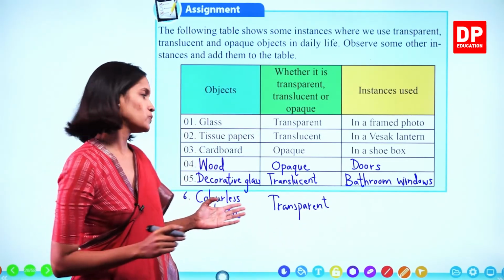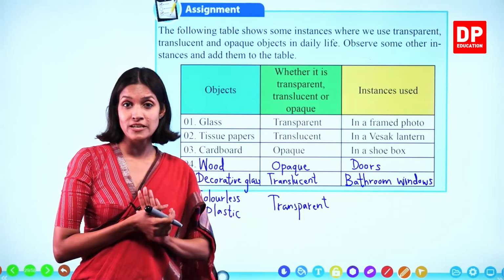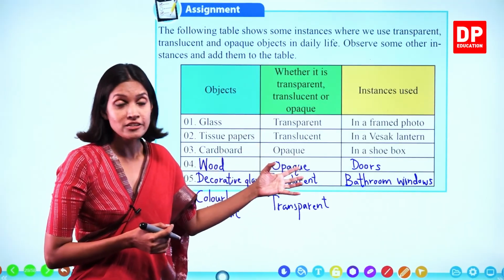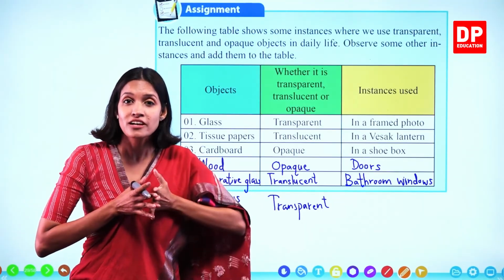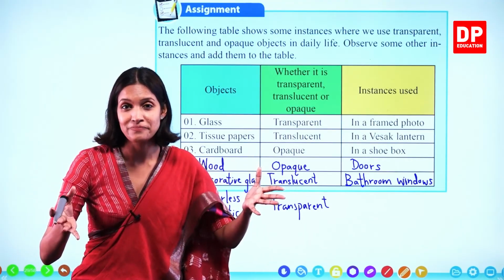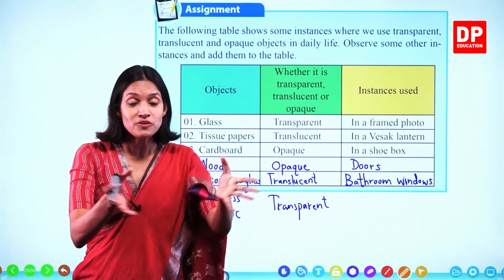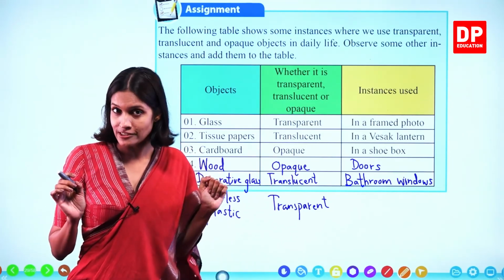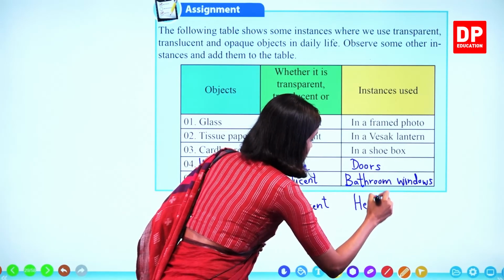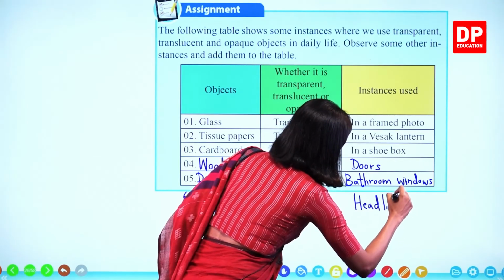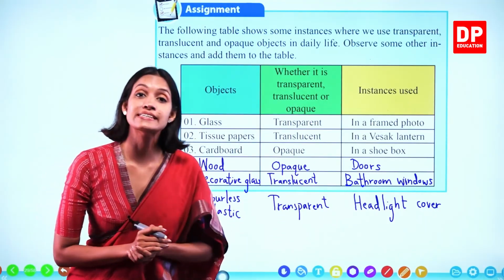So what are the instances we use colorless plastic? As a headlight cover of the vehicles, we can use colorless plastic. What will happen as the headlight cover if you use translucent or opaque materials? The light will not come out of that cover very easily, right? The light should come out easily. Otherwise we can't see during the night time, we can't see the road properly, right? So as the headlight cover, we can use this type of plastic. Headlight cover. Okay, children.